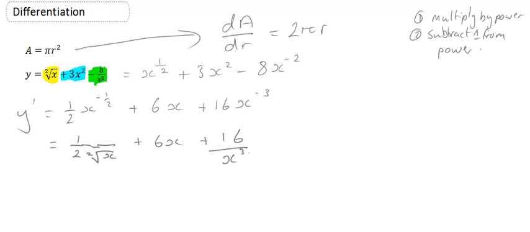So there you go. When I differentiated square root of x, I got a half square root of x, but the square root of x is now on the bottom. When I differentiated 3x squared, I get 6x, and when I differentiate minus 8x squared as a fraction, I get 16x cubed.